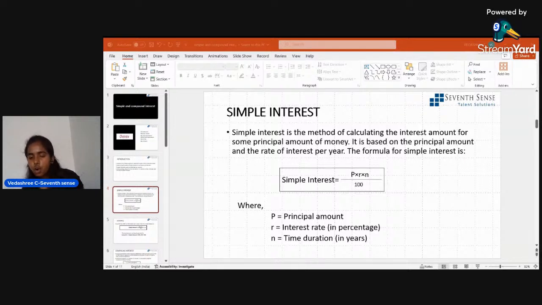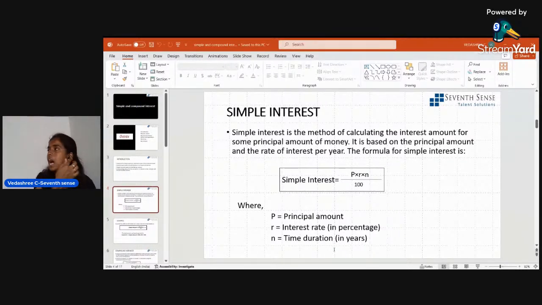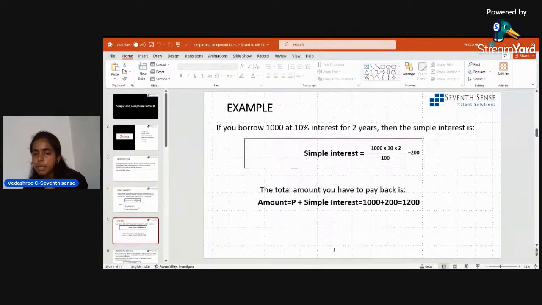Okay, so we have a formula to calculate the simple interest, that is PRN divided by 100. P is the principal amount, R is the interest rate, and N is the time duration in years. The interest rate is given in percentage and the time duration is given in years. So this is the formula to calculate the simple interest.